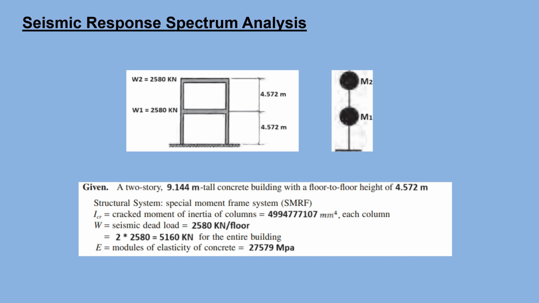Lumped mass refers to the simplification where the mass of the structure, including the mass of the beams, columns, and floors, is concentrated at specific points, typically at the joints or nodes of the structure.